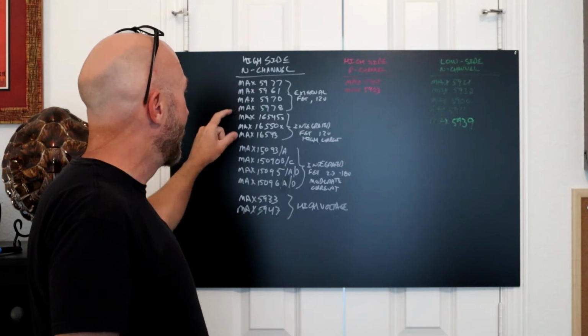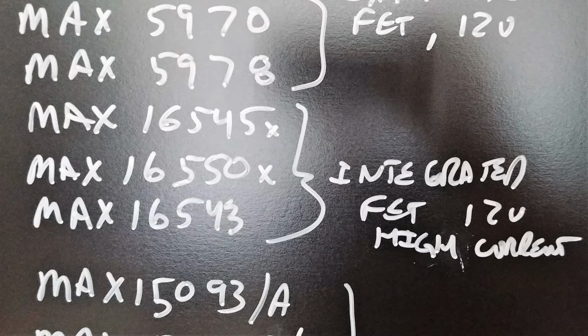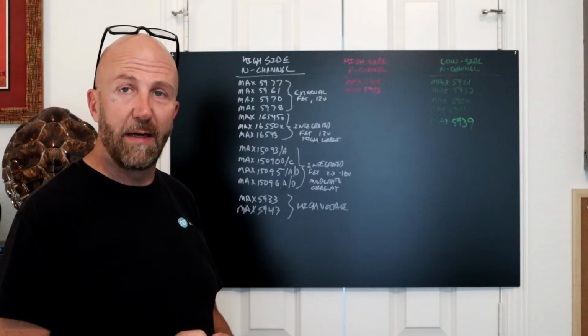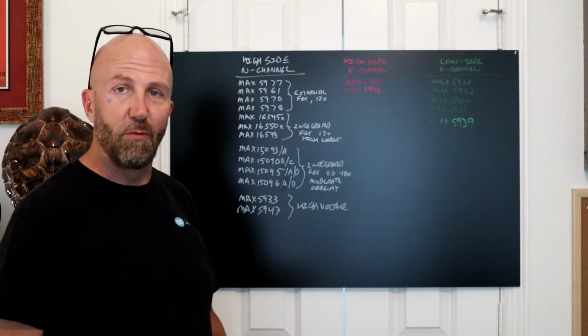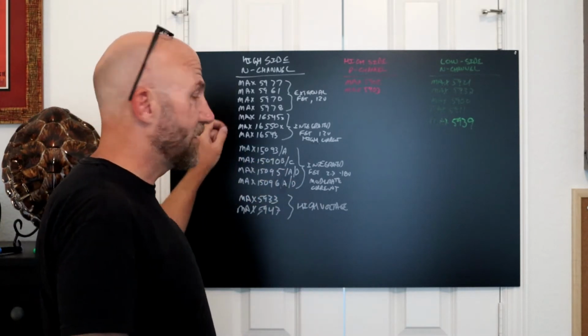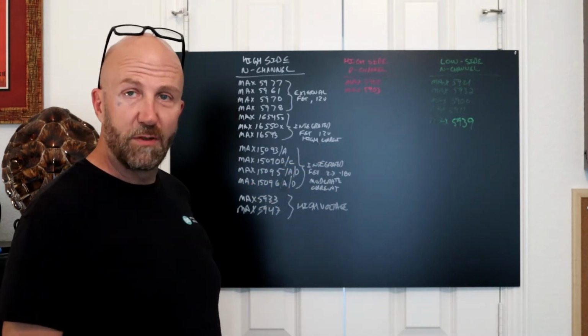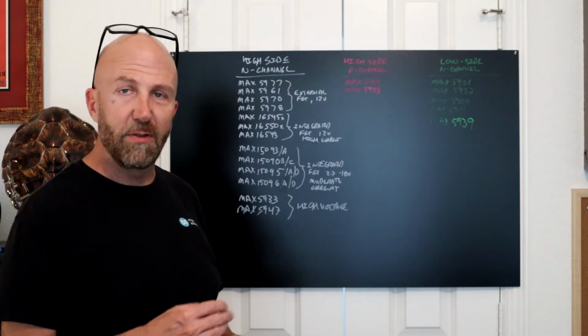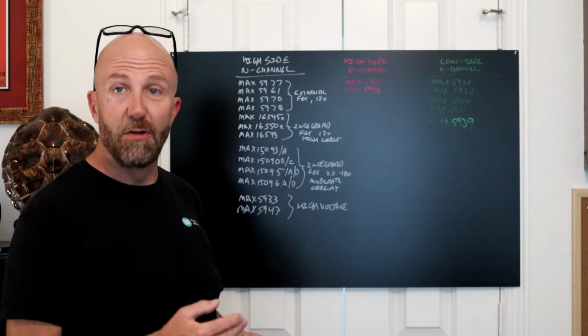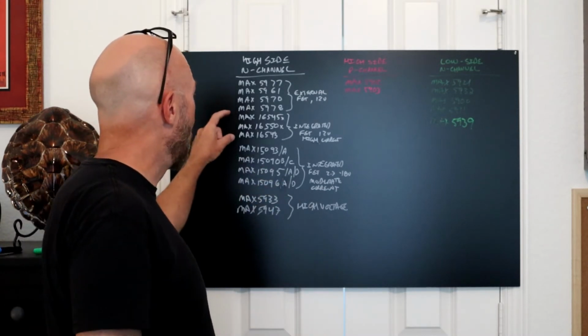Then we have the Max 16545, Max 16550, and Max 16543 series, which are very interesting parts because they include a monolithic integrated N-channel FET, and they have very good performance. Those parts also have a PMBus interface with digital telemetry, and those are suitable for a 12 volt rail at high current. Typically anywhere from 30 to 120 amps is what you can do with those parts.